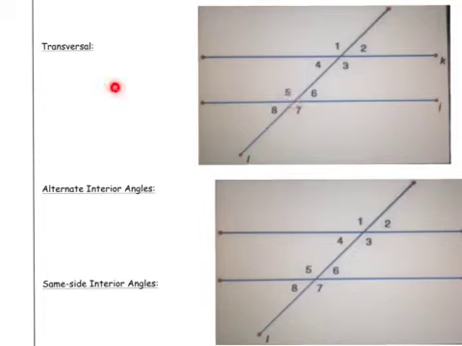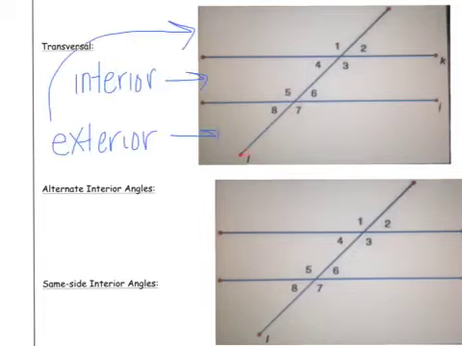We also have to talk about the interior and the exterior. This is important because our angles will be interior angles or exterior angles. And the transversal creates all of these different types of angles.